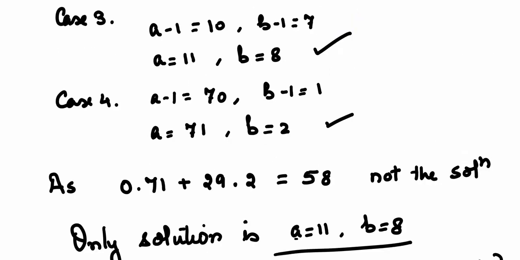Come to the third case. When A minus 1 is 10 and B minus 1 is 7, we get A is 11 and B is 8. And as the GCD is 1, we consider this case. So this is one of the possibilities. Case 4. When A minus 1 is 70 and B minus 1 is 1, then A will be 71 and B will be 2. But you see, when we take the linear combination 0 into 71 plus 29 into 2, we get 58. As it is equal to 58, this cannot be a solution. So the only possible solution is A equal to 11 and B equal to 8.